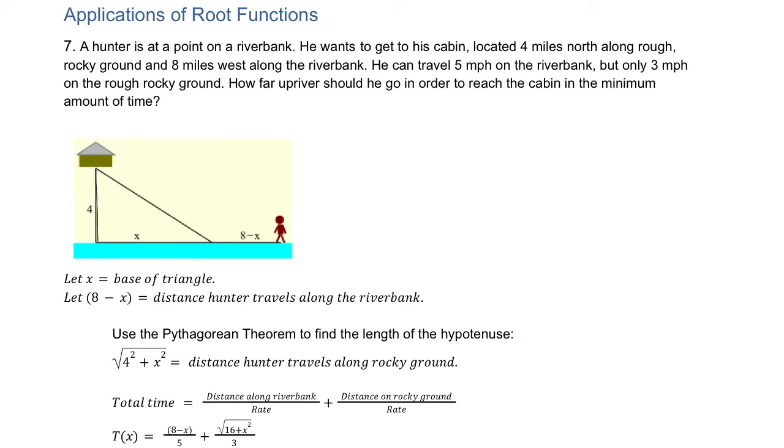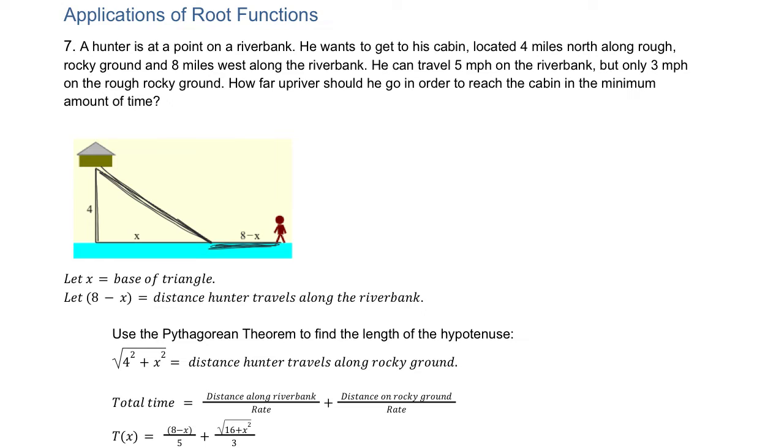So it's easier traveling on the riverbank. You can go 5 miles per hour on the riverbank, but it's rougher and harder on rocky ground, so you can only go 3 miles an hour. So the question is, he wants to get to the cabin. What is the amount of distance along the river before he cuts and goes diagonally through the rocky ground? So we want to minimize the time it takes him.